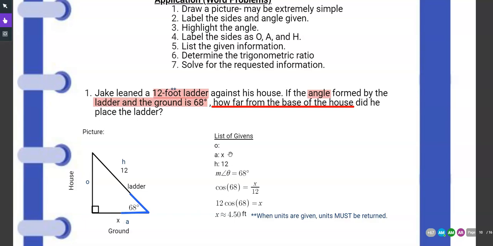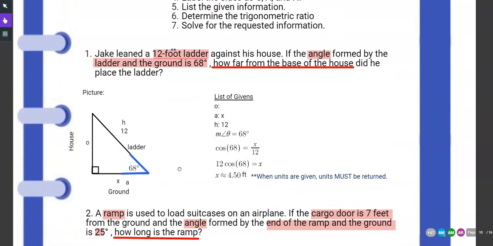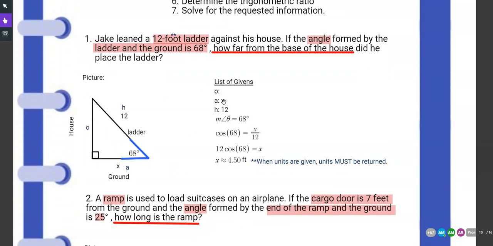So for A, I have x. For H, I have 12, and the measure of our angle is 68 degrees. Adjacent and hypotenuse means I'm using cosine. Cosine of 68 is equal to x over 12. Multiply both sides by 12. And we get 12 times the cosine of 68 equals x, or approximately 4.50 feet.